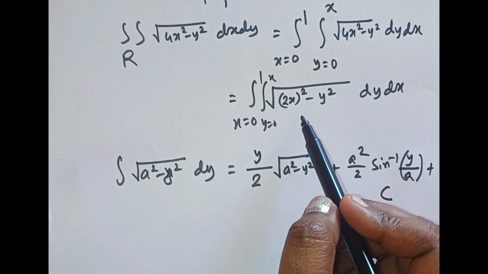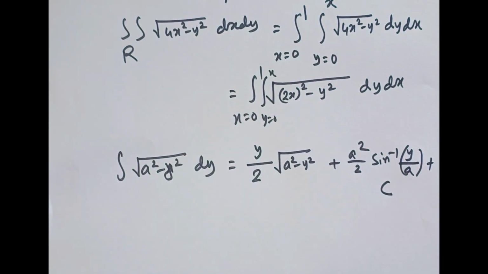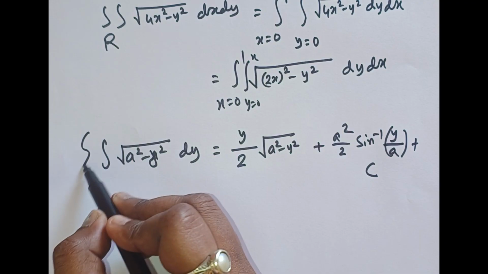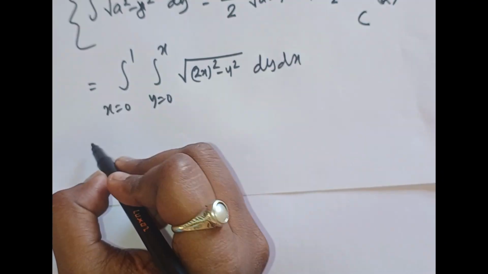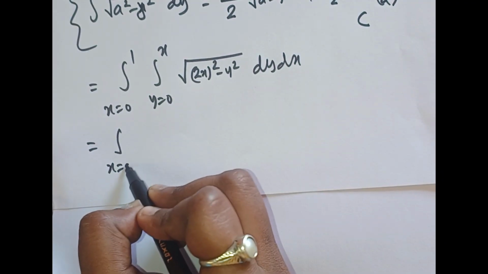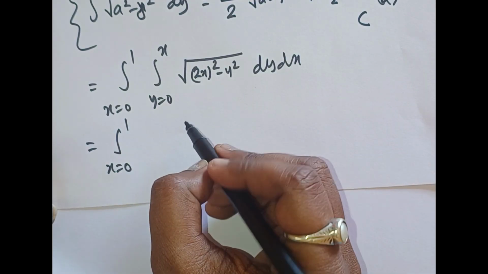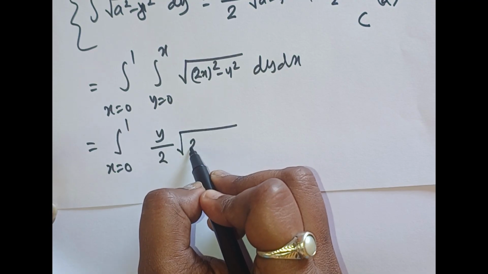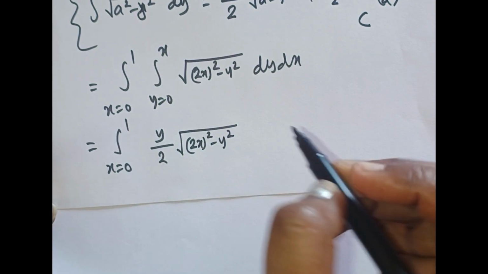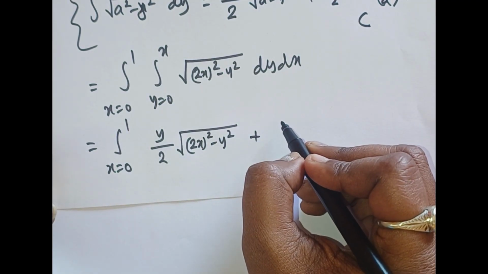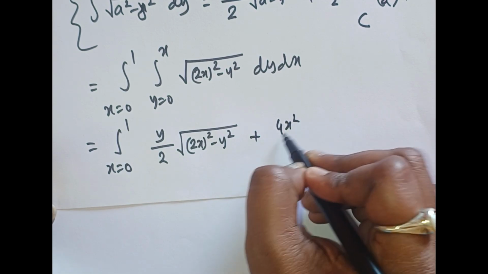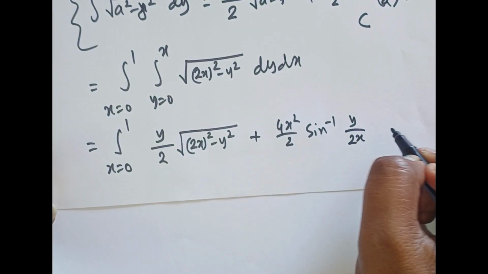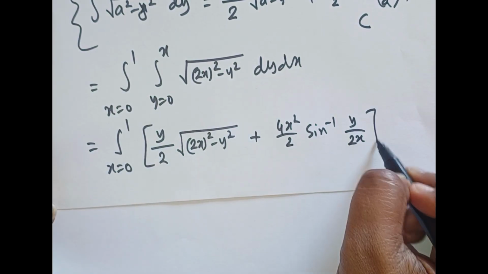So now just write again the calculation part. So the integration 0 to 1 and y equal to 0 to x, square root of 2x square minus y square, using the above formula. So using the above formula we can write, since a is 2x here, this will be y by 2 square root of 2x square minus y square plus a square, which is 4x square by 2, and then sine inverse y by a, over dx.